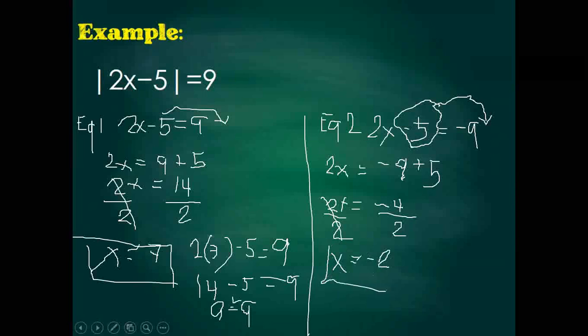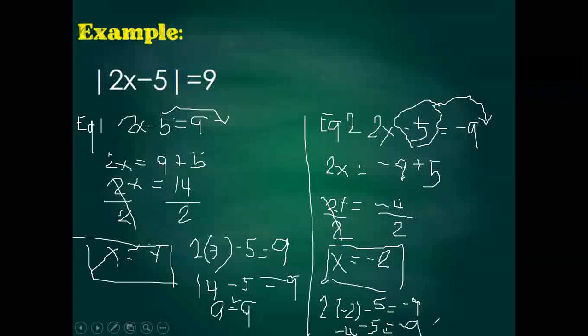Check if your answer is correct. Substitute the given value. So 2 times negative 2 minus 5 equals negative 9. 2 times negative 2, the answer is negative 4. Negative 4 minus 5 equals negative 9.